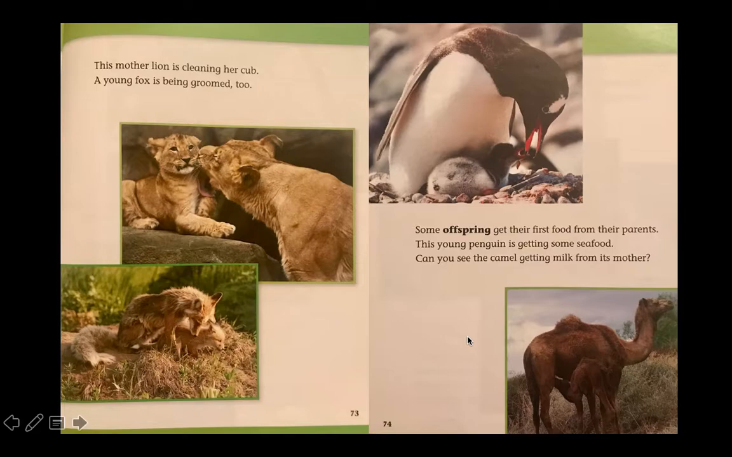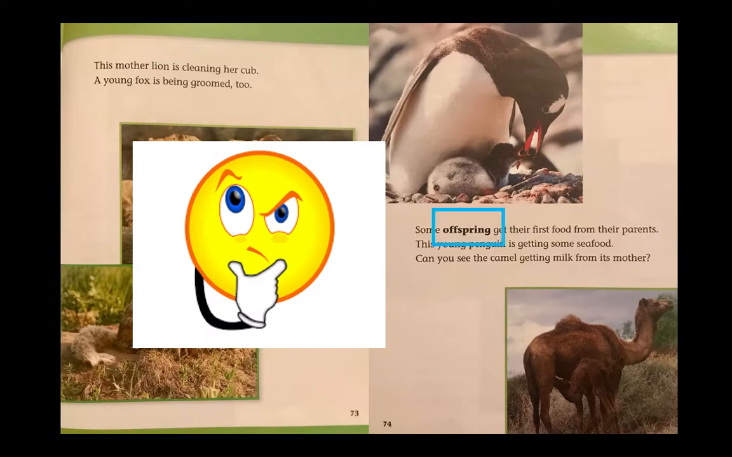It's a bold print word. Can you find it? Aha! Here's the bold print word. So remember, my bold print word is an important word, but I don't really know what it means. So I really got to think about this. What is offspring? How can I figure out what offspring means? I've read around, it says some offspring get their food from their parents, but I'm still not sure. Oh, that's right. Do you remember what that's called? Tell your partner real quick if you remember. Did you say glossary? Because I'd have to agree.